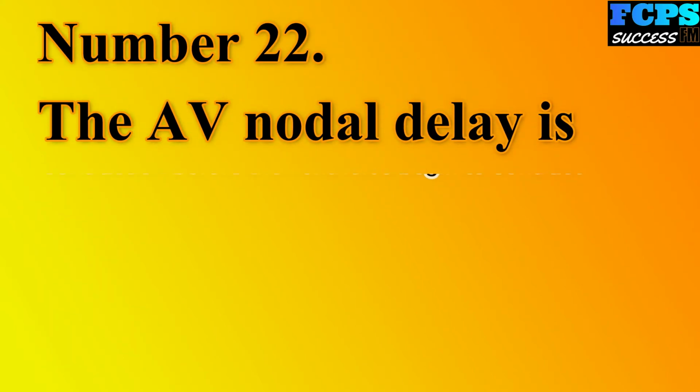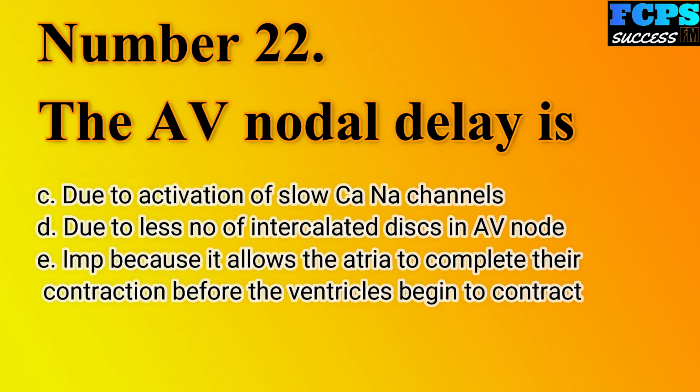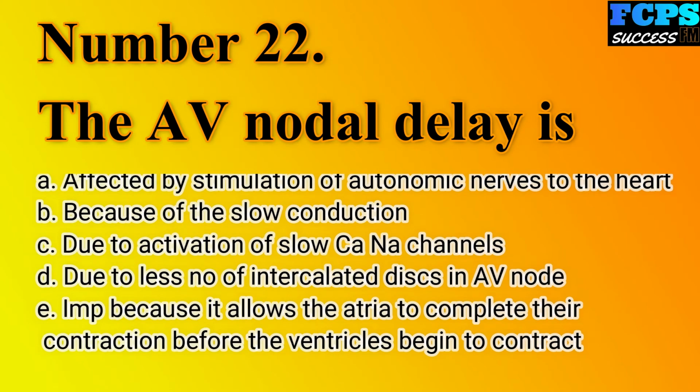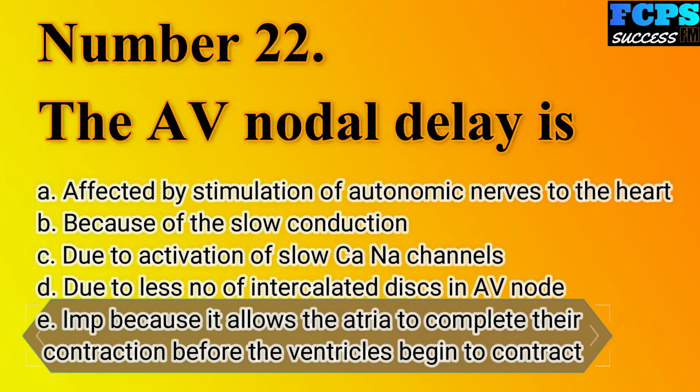Number 22. The AV nodal delay is A. Affected by stimulation of autonomic nerves to the heart, B. Because of the slow conduction, C. Due to activation of slow calcium channels, D. Due to less number of intercalated discs in AV node, E. Important because it allows the atria to complete their contraction before the ventricles begin to contract. Correct option is E. Important because it allows the atria to complete their contraction before the ventricles begin to contract.